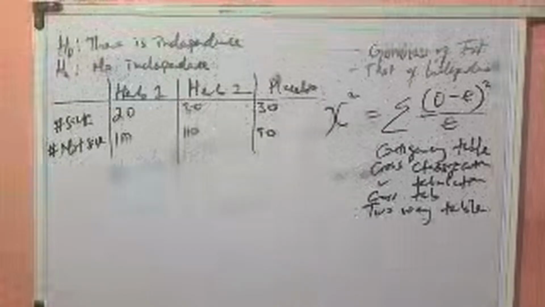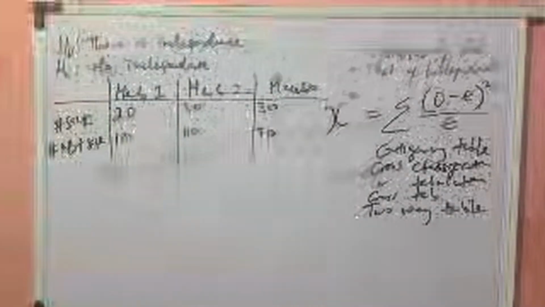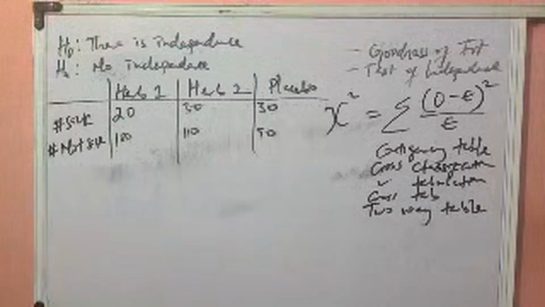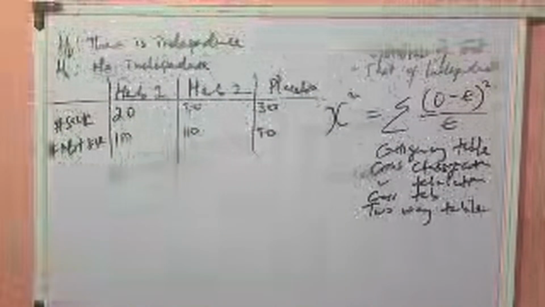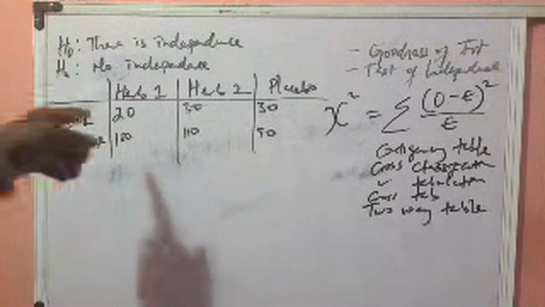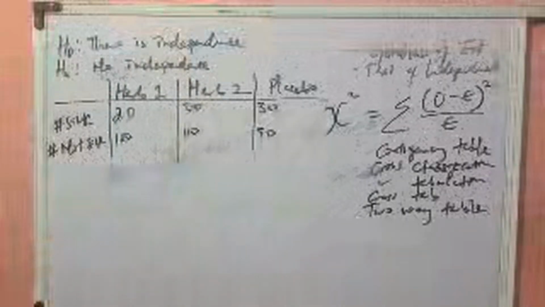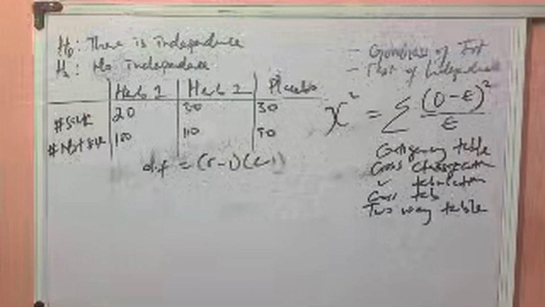So there are a few things I need to talk about, because this is different from goodness of fit. Guys, I believe at this point you are still very much with me. Don't forget, for this particular question we have 2 rows and 3 columns. When you want to find your degree of freedom under the test for independence, degree of freedom is given as (R minus 1)(C minus 1).